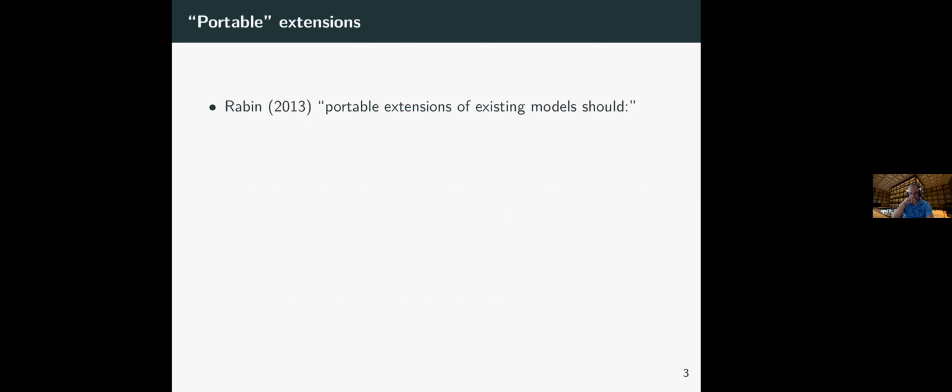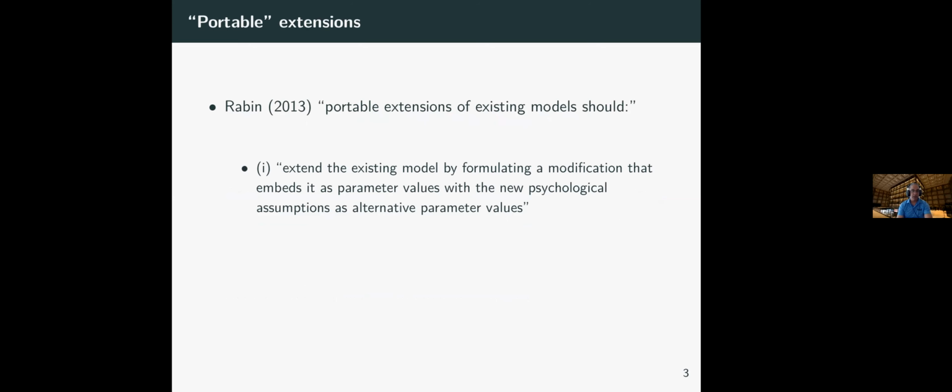So in 2013, Rabin had, I think, a Journal of Economic Perspectives piece, where he pushes this research agenda about portable behavioral models. A portable extension of existing models should do a couple of things. They should extend existing rational models by formulating a modification that's embedded as a parameter value. So you have some psychological assumptions that come from psych theory. I want to make a concrete mathematical formulation of that that's embedded as some finite dimensional parameter. And that should nest the rational model. So some parameter value should be the rational model.